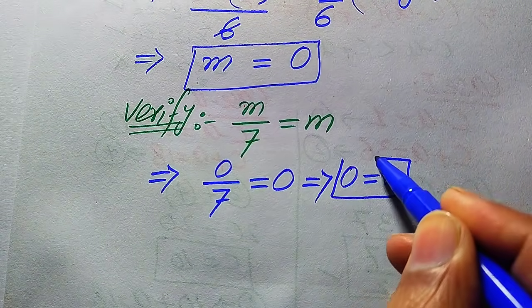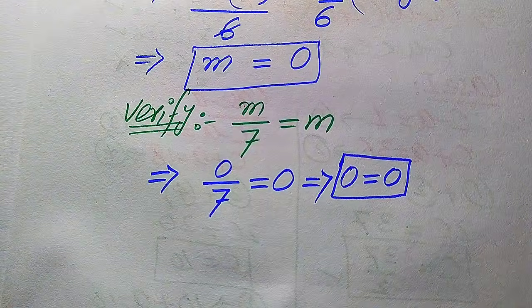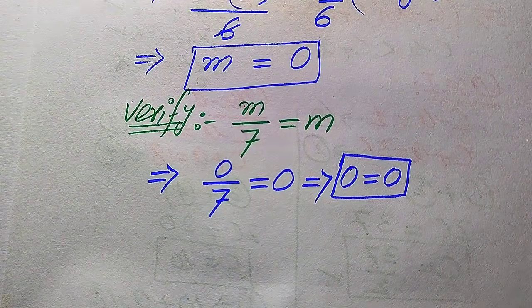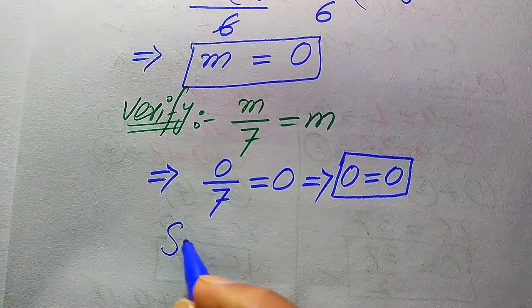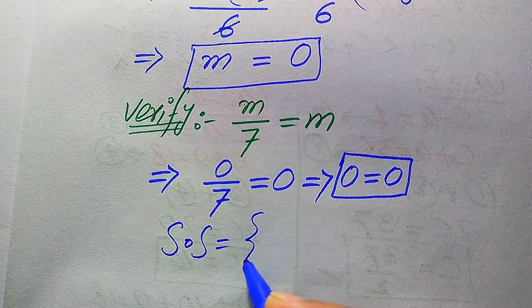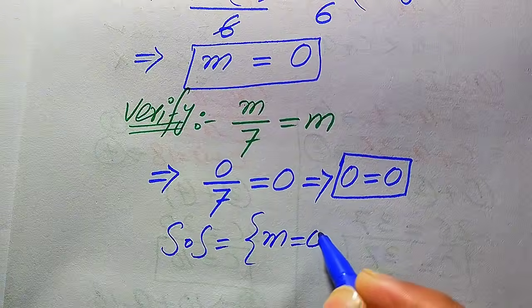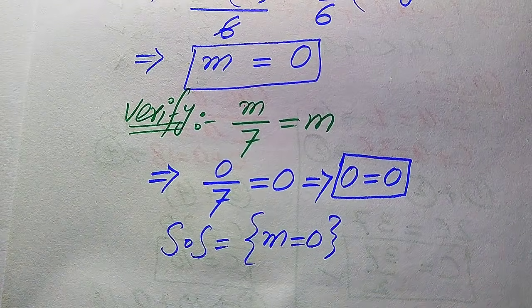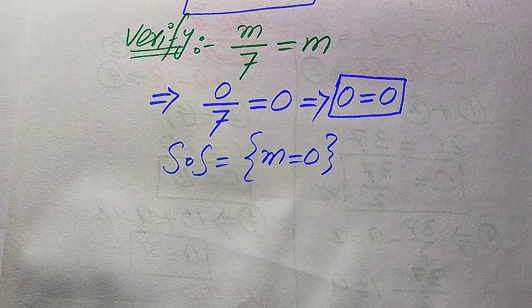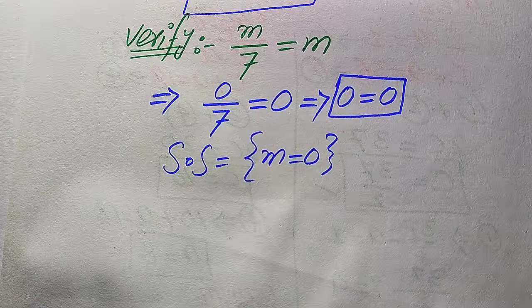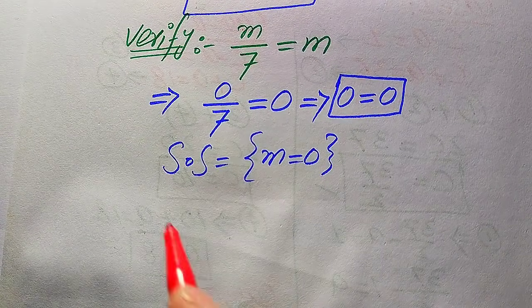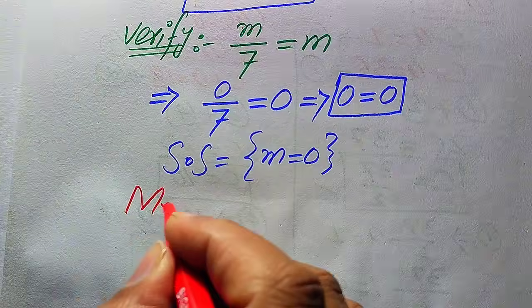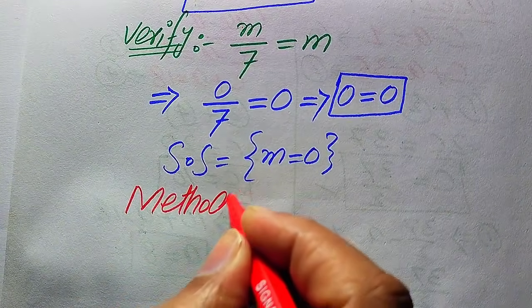So this shows that both of the sides are equal. It means that the value m equals 0 satisfies our given question statement. So this means that the solution set of this problem is m equals 0. So m equals 0 is the only solution of the given equation which we get in this method. And now in the next step, we again solve this problem by the second method.